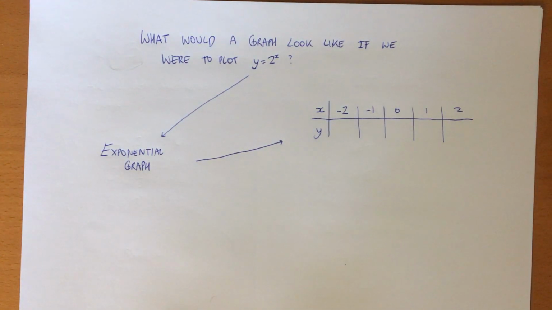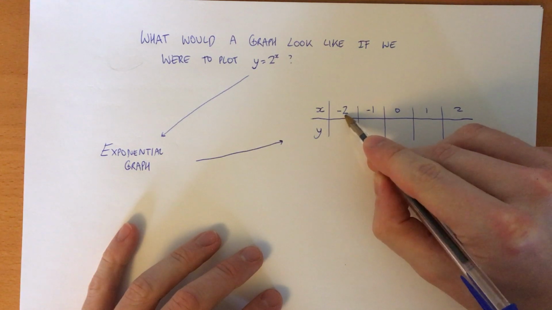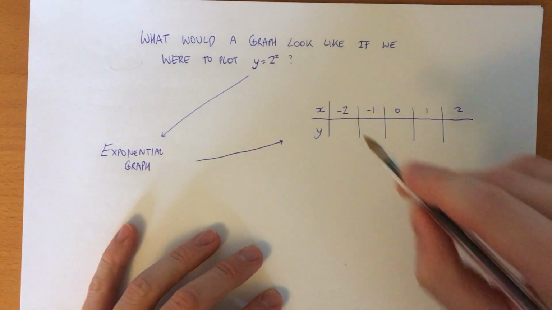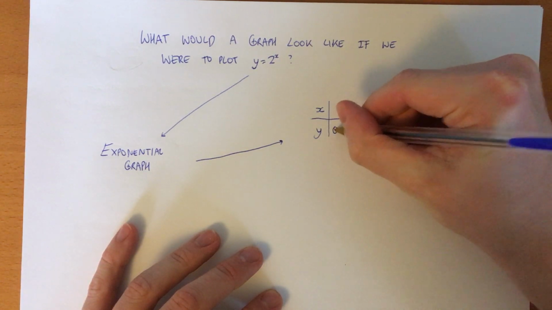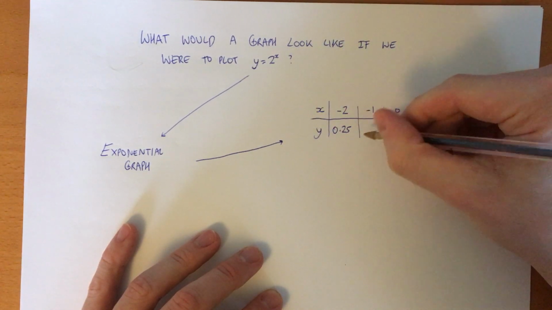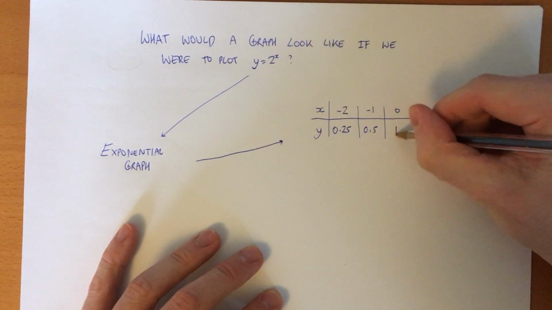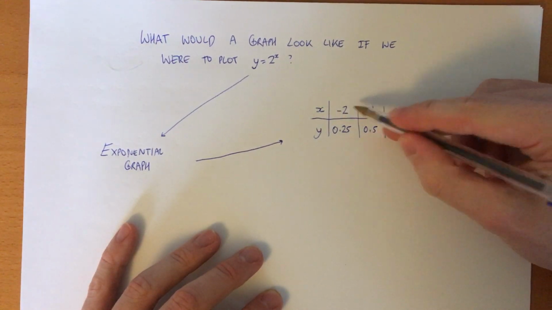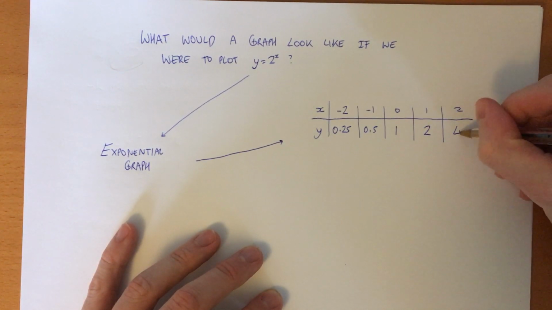I have put a table of values just like I would do if it was a linear graph. So I substitute negative 2 in the place of x. So 2 to the power of negative 2 is 0.25. 2 to the power of negative 1 is 0.5. 2 to the power of 0 is 1. We should all know that. In fact, we should all know these two as well, to be honest. 2 to the power of 1 is 2, and 2 to the power of 2 is 4.